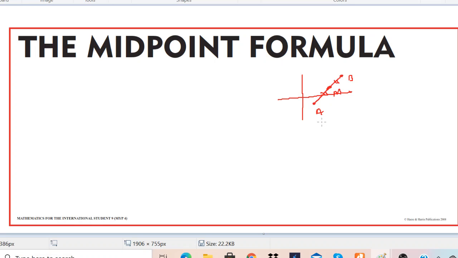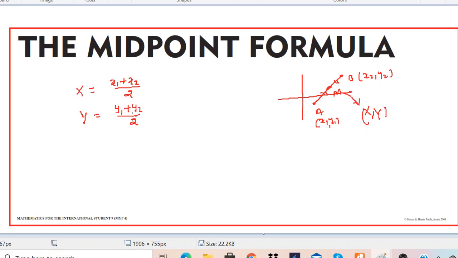So let's say the coordinate of point A is x1, y1 and coordinate of point B is x2, y2. If you want to find the coordinates of the midpoint, let's say the coordinates of the midpoint are x comma y. So x is simply the average of the x values of A and B, so it's x1 plus x2 divided by 2, and y is equal to y1 plus y2 divided by 2.